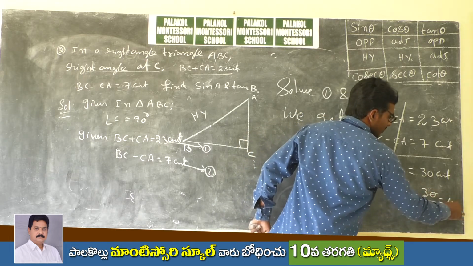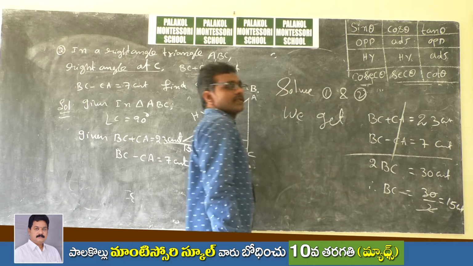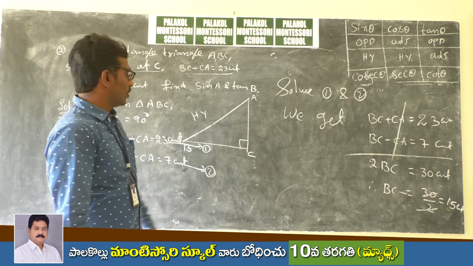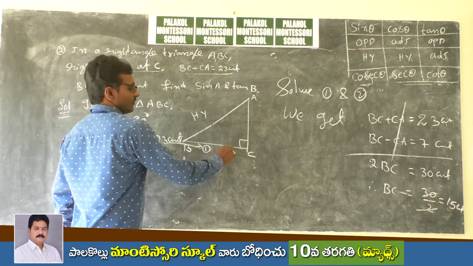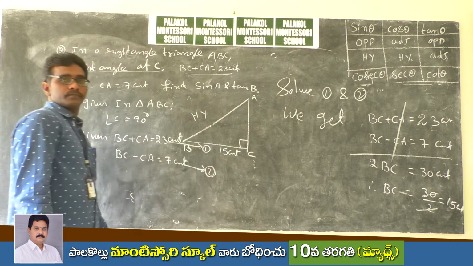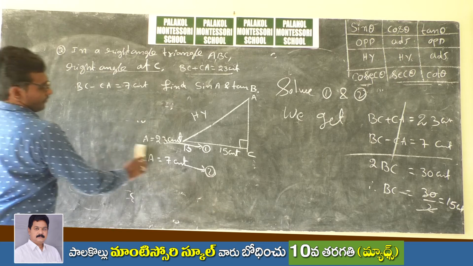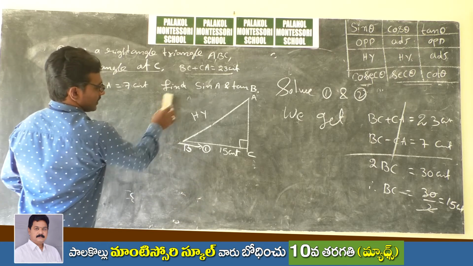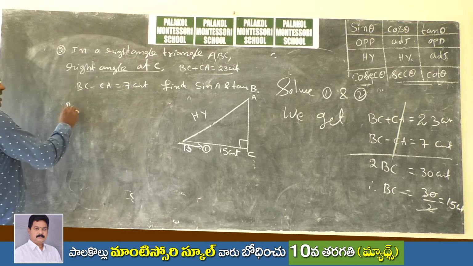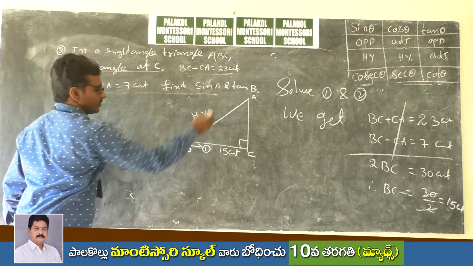How many times is cancel? 15 times is cancel. The length of BC is equal to 15. So this is 15 centimeters. Next. BC is equal to 15 centimeters.